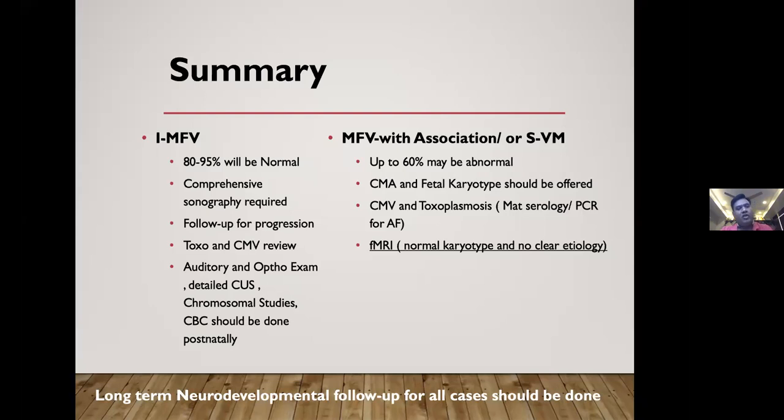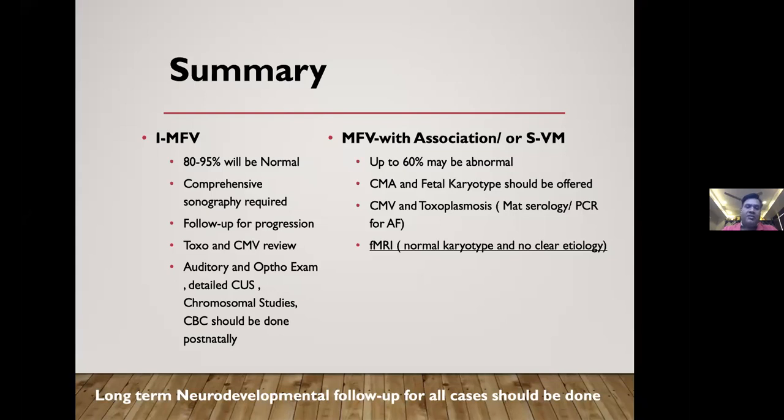Toxo and CMV should always be ruled out because they are very important causes of this ventriculomegaly. And once the baby is born, you can do an auditory and ophthalmic examination, a repeat cranial ultrasound, and chromosomal studies. And a CBC can be done postnatally, again to look at certain infections.